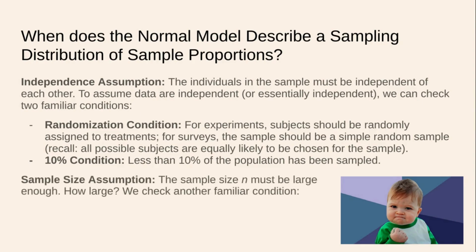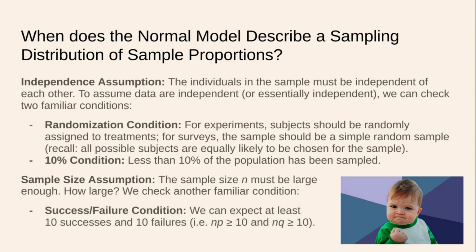We also, as you may recall from just a moment ago, need a large enough sample size. The sample size n must be sufficiently large. How large, in fact? Well, we will check another familiar condition, the success-fail condition. We need to be able to expect at least 10 successes and 10 failures. This is a condition we saw in chapter 16. In other words, n times p, sample size times probability of success, is greater than or equal to 10, and n times q is also greater than or equal to 10.